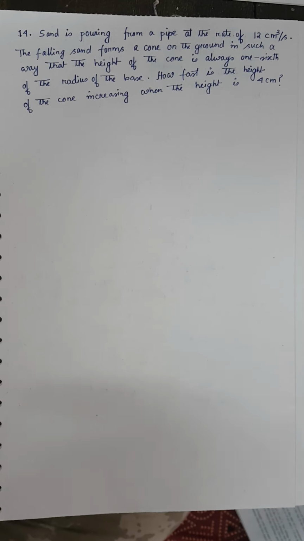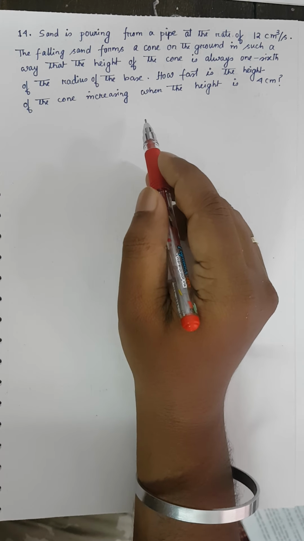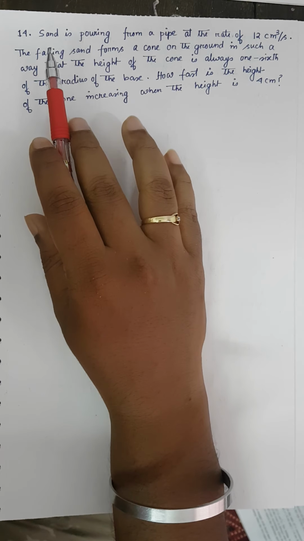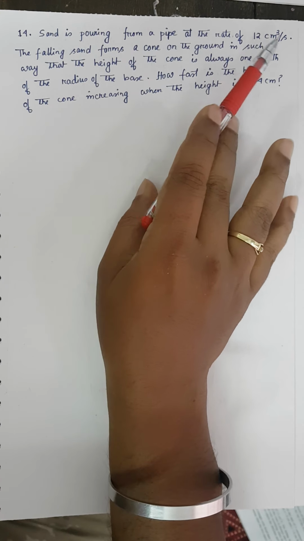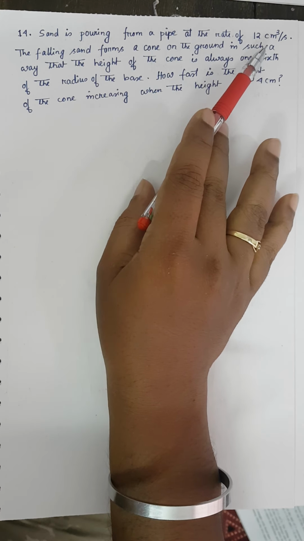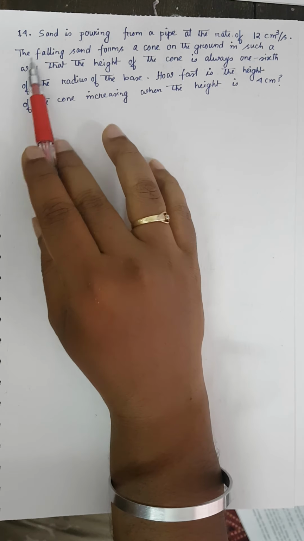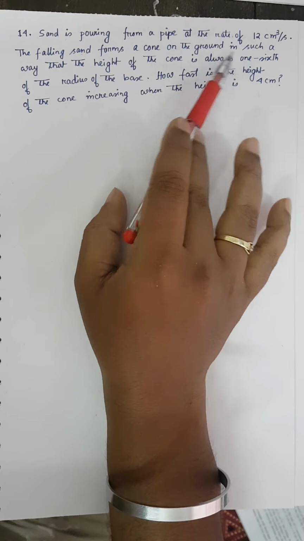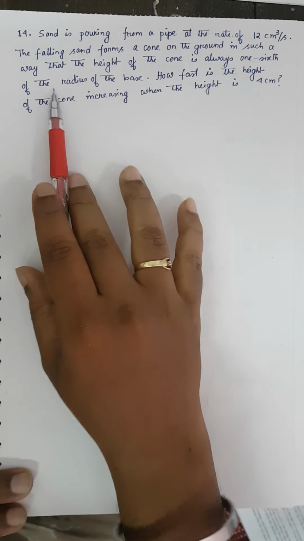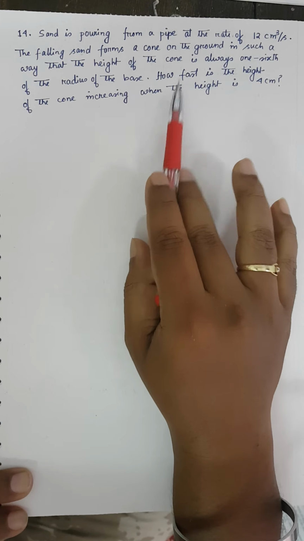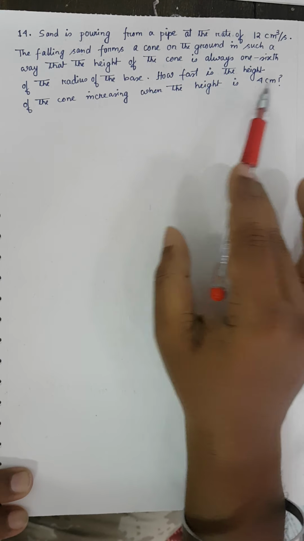In the last video I discussed problems of NCERT book exercise 6.1. Now this is question number 14 of the NCERT book. Sand is pouring from a pipe at the rate of 12 centimeter cube per second. That is, the volume of the cone is increasing at the rate of 12 centimeter cube per second. The falling sand forms a cone on the ground in such a way that the height of the cone is always 1/6 of the radius of the base. How fast is the height of the cone increasing when the height is 4 centimeter?